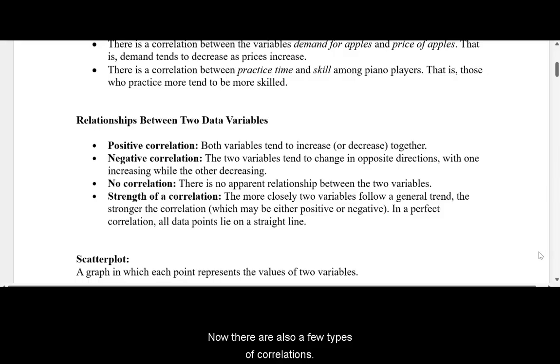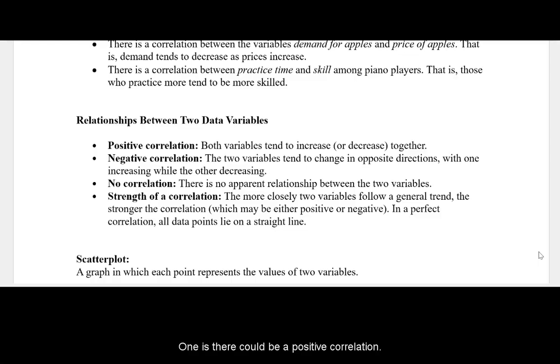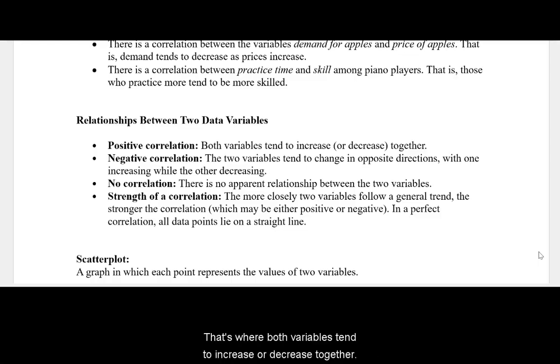Now, there are also a few types of correlations. One is there could be a positive correlation. That's where both variables tend to increase or decrease together. In that case, we have a positive correlation. A negative correlation is where the two variables tend to change in opposite directions, with one increasing while the other is decreasing. You could also have no correlation. You could look at two variables and there is just no relationship between those two variables. And we would just say, well, there's no correlation.